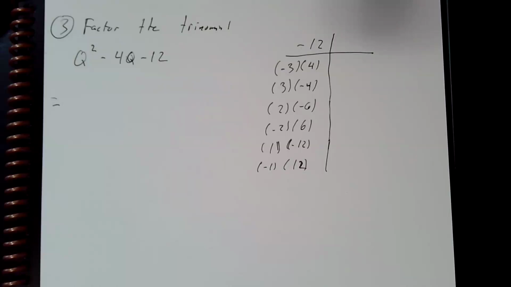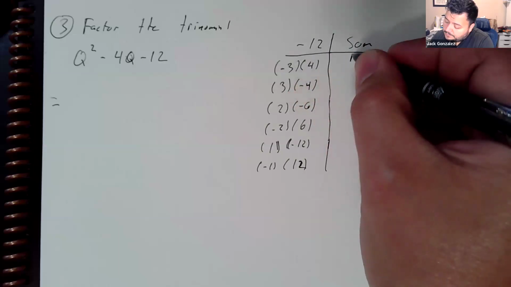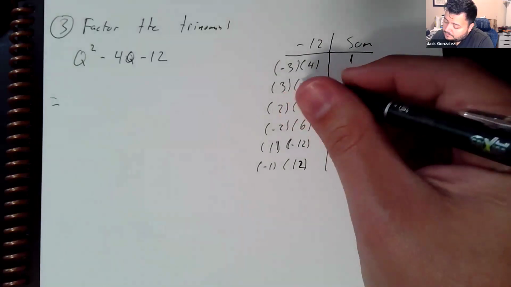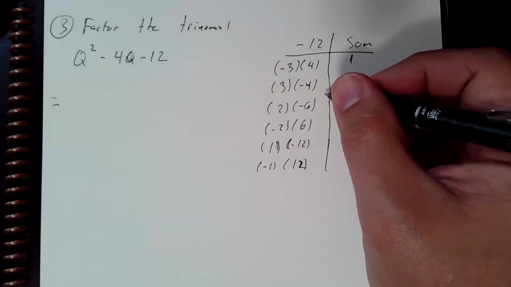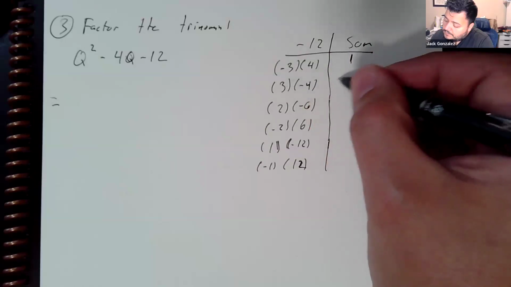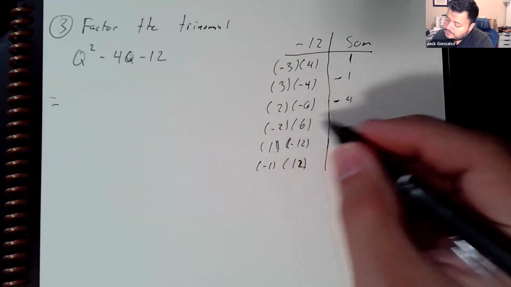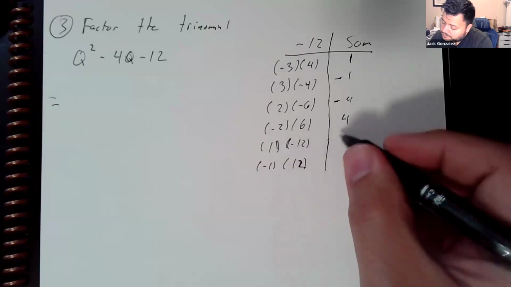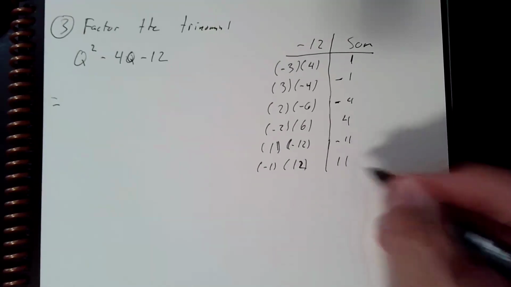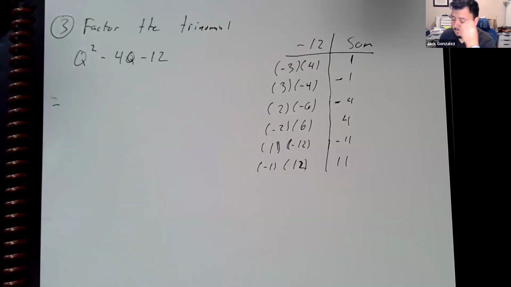Okay. Sum them up over here. Negative 3 plus 4 is 1. 3 minus 4 is negative 1. 2 minus 6 is negative 4. Negative 2 plus 6 is 4. 1 minus 12 is negative 11. Negative 1 plus 12 is 11. Okay. So which one is the one we want?